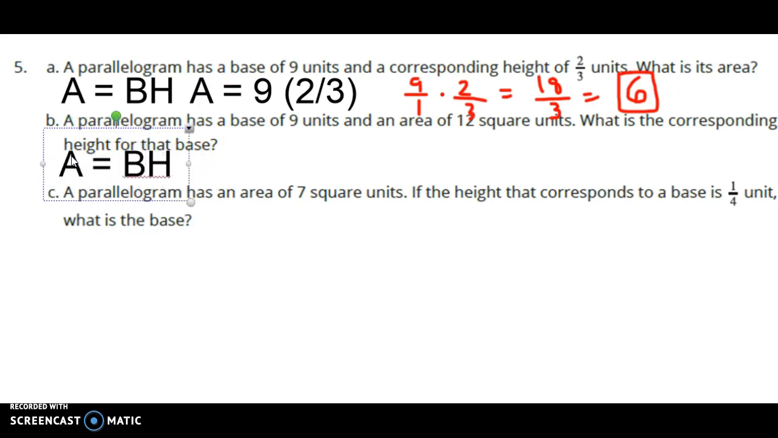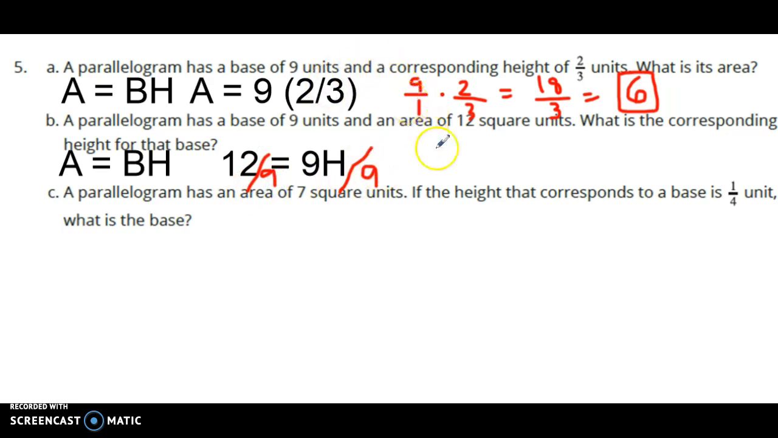Area equals base times height. So area is going to be 9. Ooh, no, this one's different. It gives me the area. So I'm going to say 12 equals 9 times height. So this time I need to do the opposite of multiplication, which is division. Divide by 9. Divide by 9.